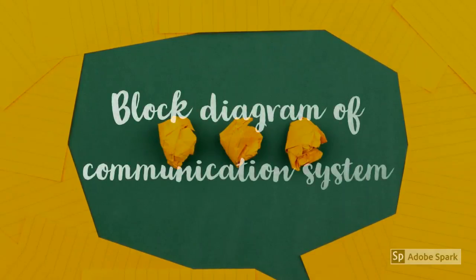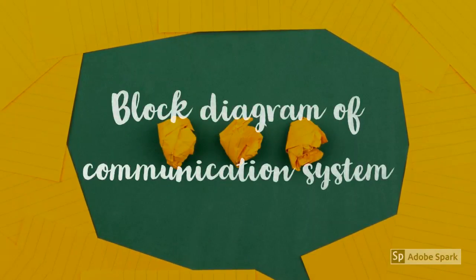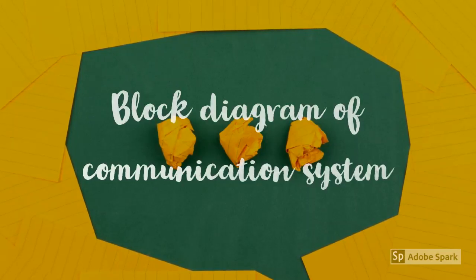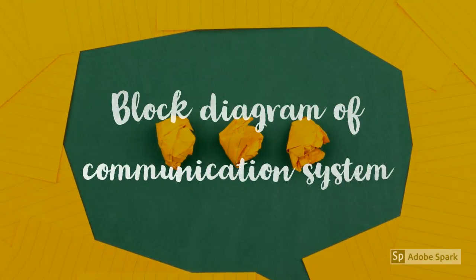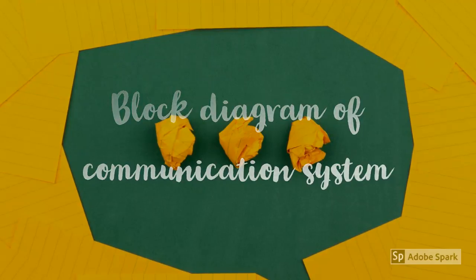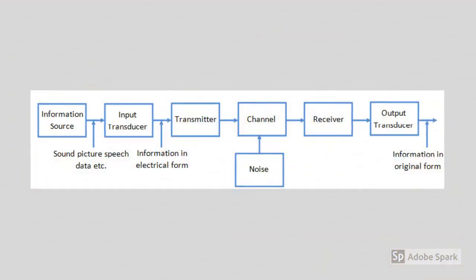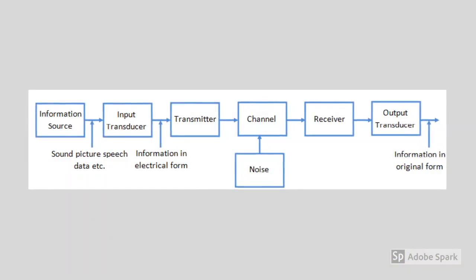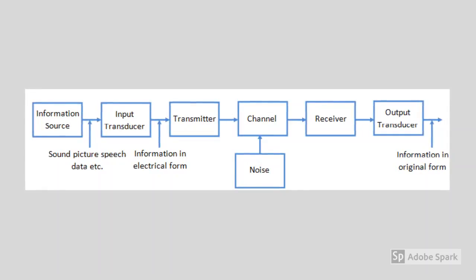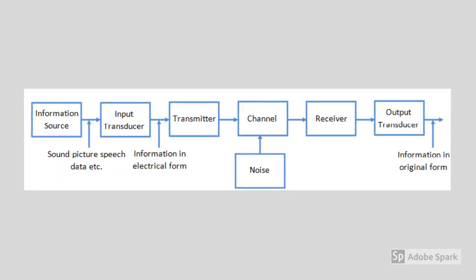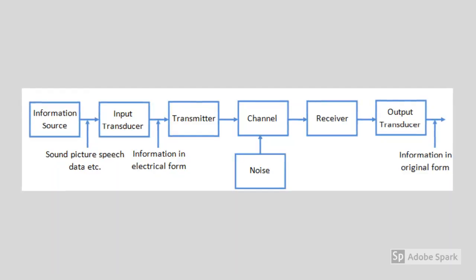The key components for the communication system are best explained using the block diagram of a communication system. So let's check it out. What is the block diagram for the communication system and how does the process go using it? Here is the block diagram. As we all know, the first block is the information source, followed by input transducer, followed by transmitter, followed by channel, followed by receiver, and the next block is the output transducer, and the last one is the information in original form, which is the destination.